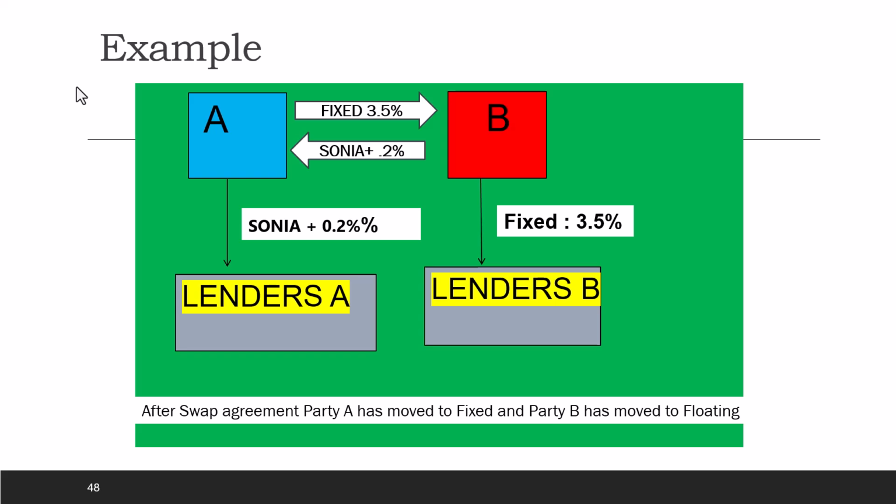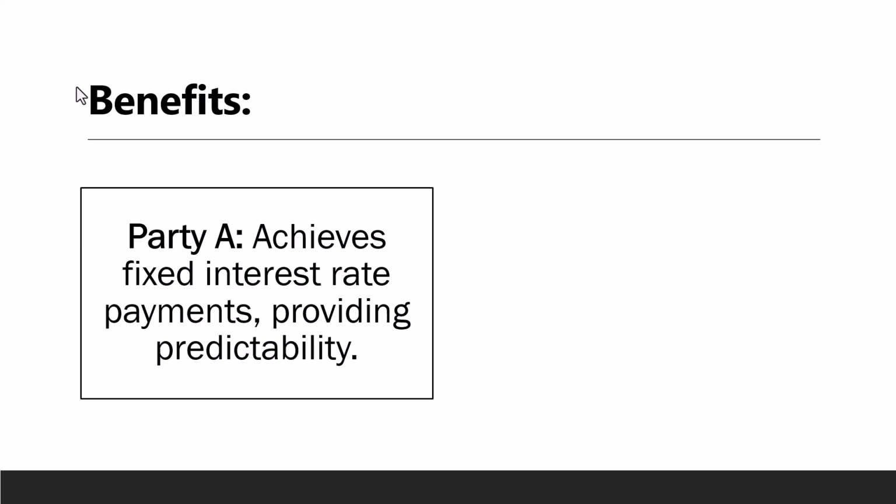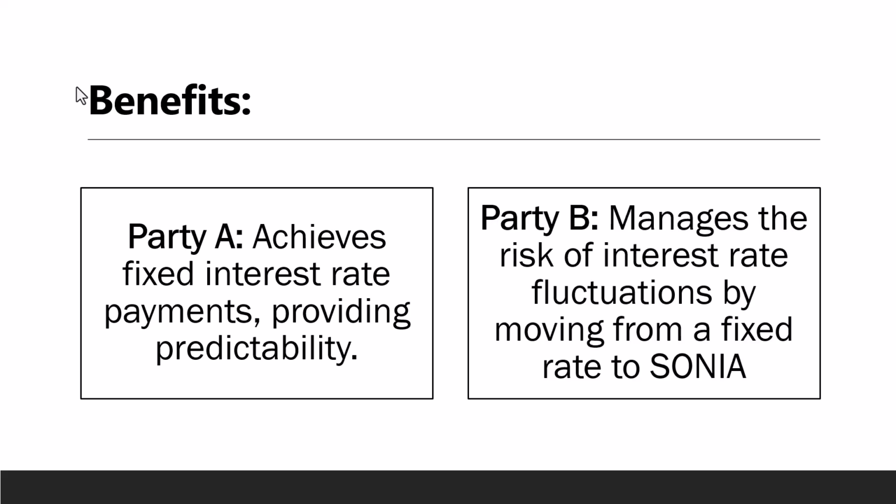Depending upon the interest rate view, they will exchange that. And this is normally done with the help of a swap bank or a broker, but here I've just excluded that, for the purpose of just understanding. Party A achieves, just read this. Party A achieves a fixed interest rate, providing predictability. Party B manages the risk of interest rate fluctuation by moving from a fixed rate. So both have moved to a different interest rate, one from floating, another to fixed.